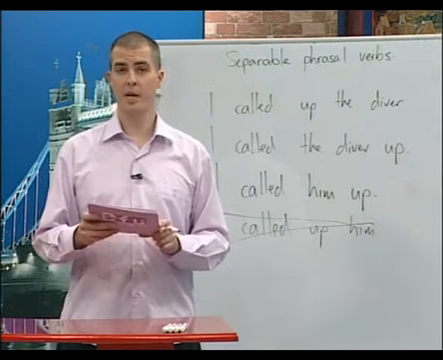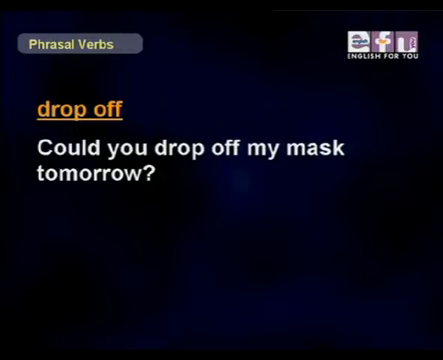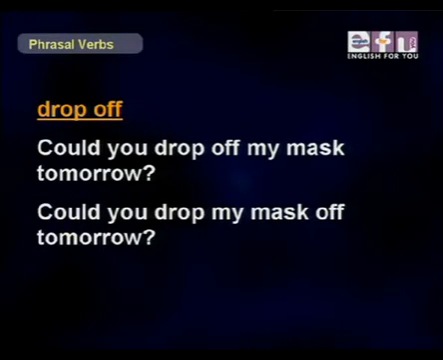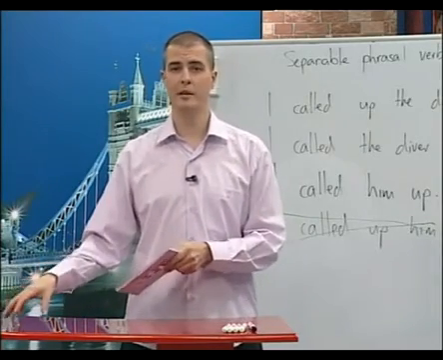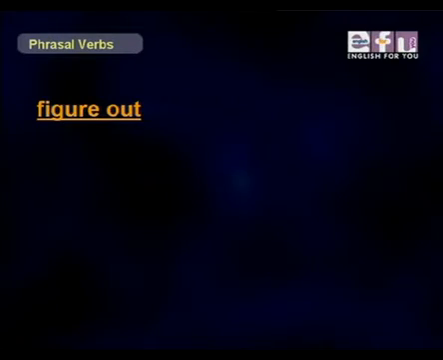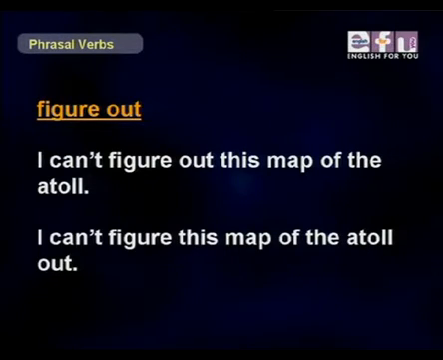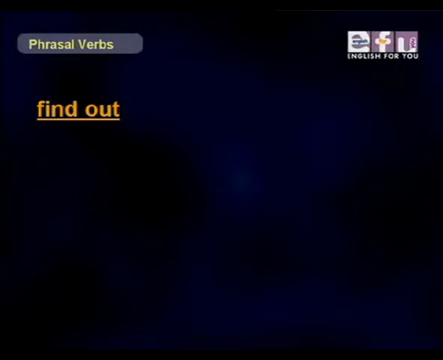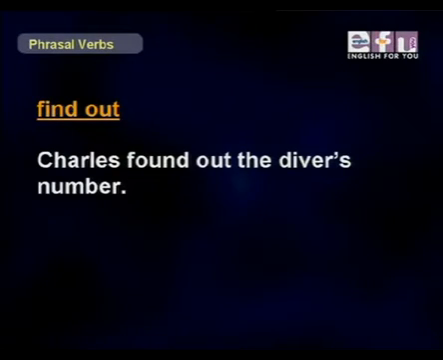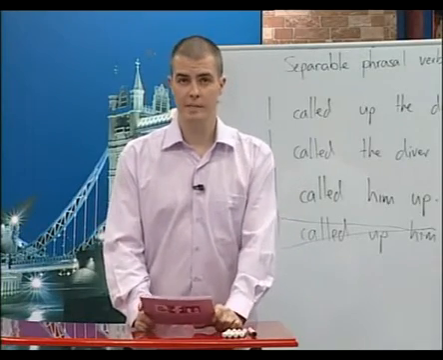Some other examples of this type of phrasal verb are drop off. Could you drop off my mask tomorrow? Could you drop my mask off tomorrow? To drop off means to take something or someone somewhere and then leave that person or that thing in that place. Figure out. I can't figure out this map of the atoll. I can't figure this map of the atoll out. To figure out means to understand or to solve. Find out. Charles found out the diver's number, or Charles found the diver's number out. To find out means to learn or to discover.